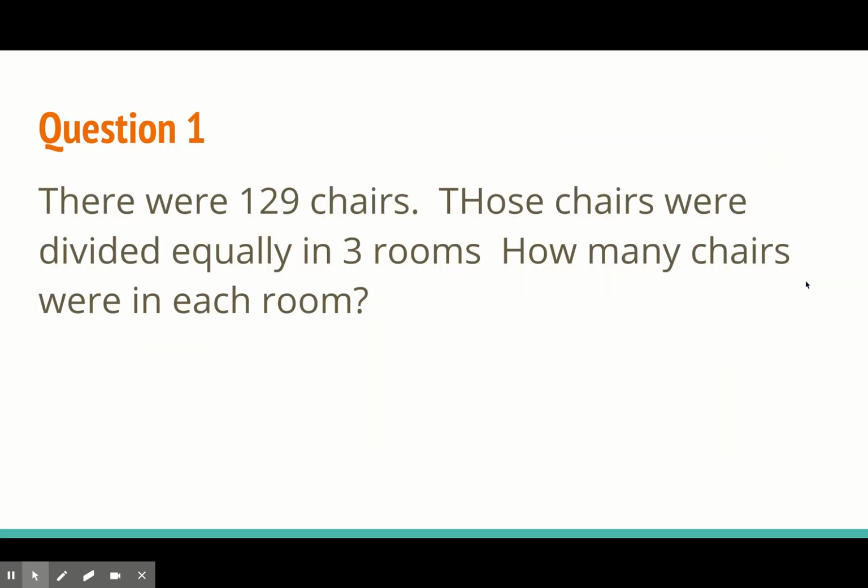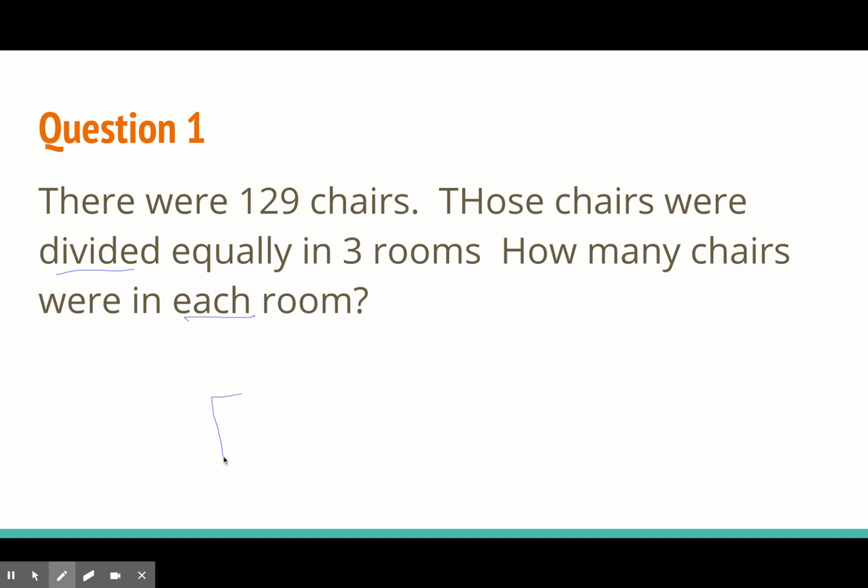Word problems. There were 129 chairs. Those chairs were divided equally into 3 rooms. How many chairs were in each room? First up, we've got this word, each, and divided. So we know that this is multiplication or addition. Choose your answer now. That's right, it is a multiplication family.